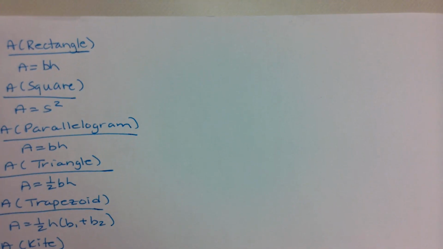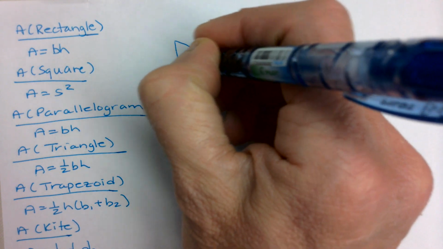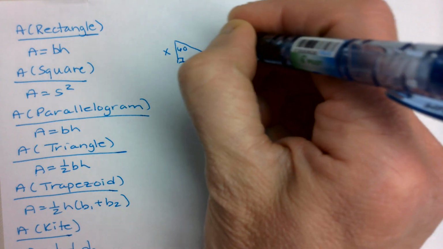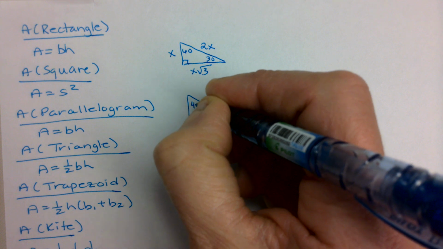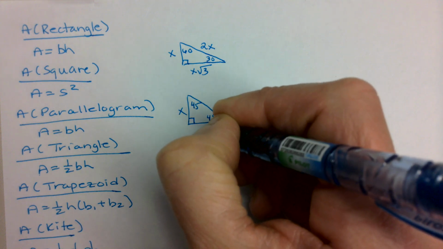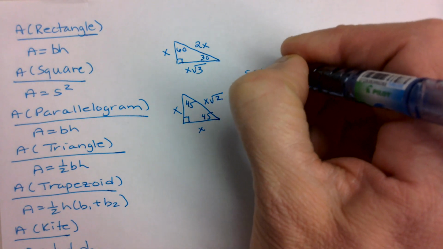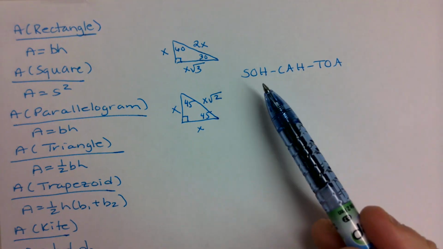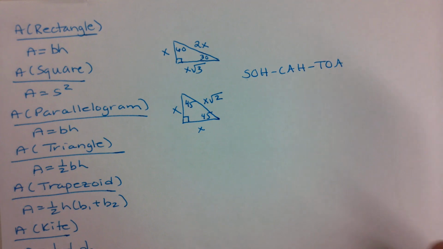Okay, so in addition to all these, you also need to know the triangles. You need to know the 30, 60, 90 triangle by heart. You need to know the 45, 45, 90 triangle by heart. You also need to know how to use SOHCAHTOA. Sine is opposite over hypotenuse, cosine is adjacent over hypotenuse, and tangent is opposite over adjacent.